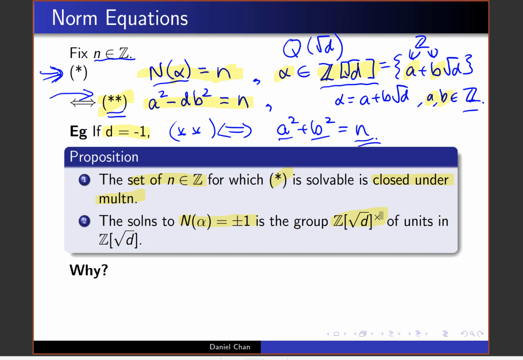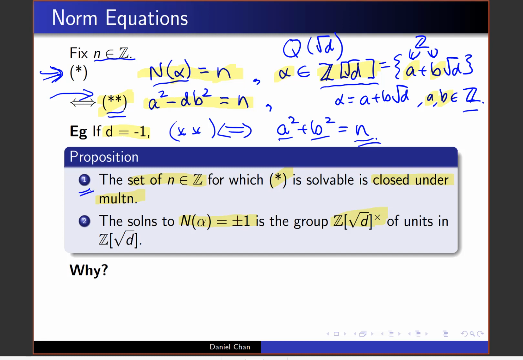It's a group. And once it's a group, it's a lot easier to describe what it is because, for example, if it happens to be an infinite cyclic group, to describe it, you just have to give a generator. And that's what happens in the case where d is positive here. It turns out to be an infinite cyclic group. And so you can just describe it by giving a generator. That's an easy way to describe this infinite set of solutions, by giving one solution which generates that group. Okay, so let's just see why this is true.